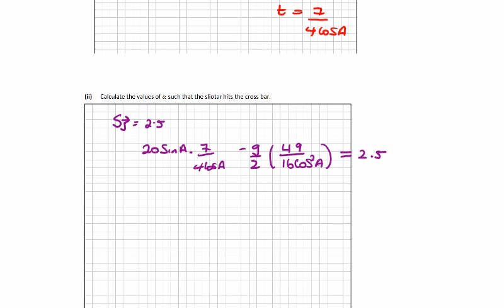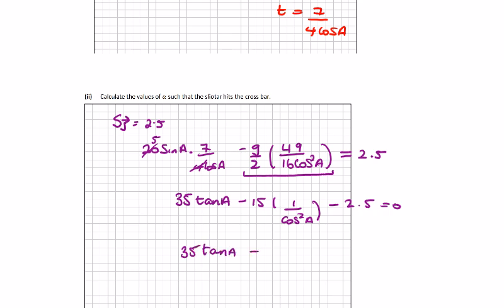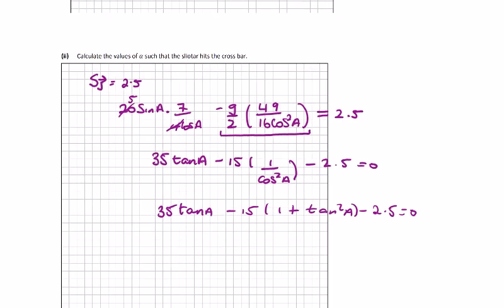This normally tidies up nicely. I don't think it is though. I'm going to get here 20 into 4, 20 goes 5 times. I'm going to get 35 sin over cos is tan. I've tried a few times to simplify this down, but the decimal it's given me is minus 15.00625, so I'm just going to leave it as 15, and that will be times 1 over cos squared. To put just one extra step in, and then bring the 2.5 across equals 0. So 35 tan α minus 15 times 1 plus tan squared α minus 2.5 equals 0, just getting our quadratic.